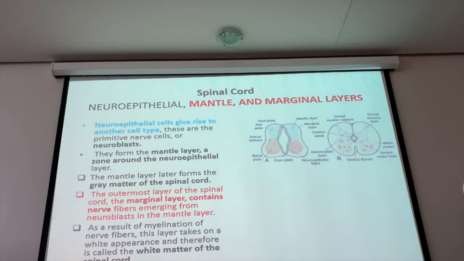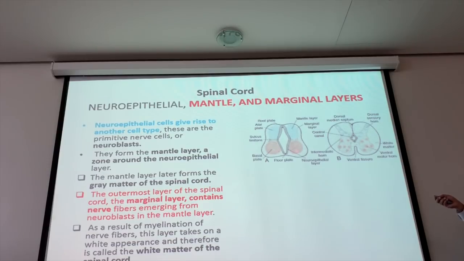So there is a floor and there is a roof. The floor part of this neural tube, the collection of neurons here, is going to form a plate which is called the basal plate, while there would be a collection of neurons in the roof part of this neural tube, and they are going to give rise to the alar plate.